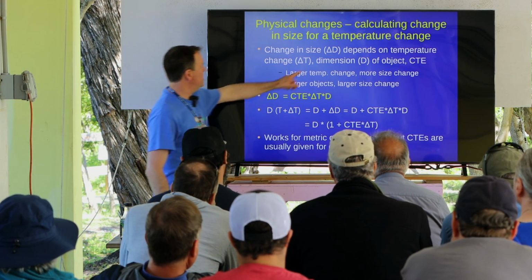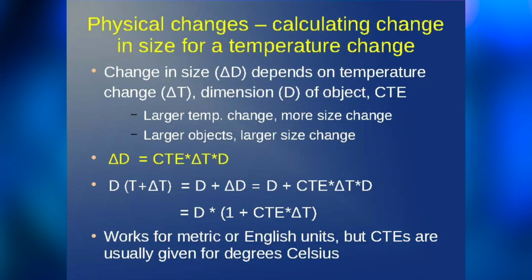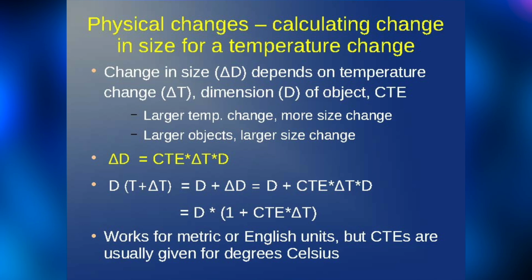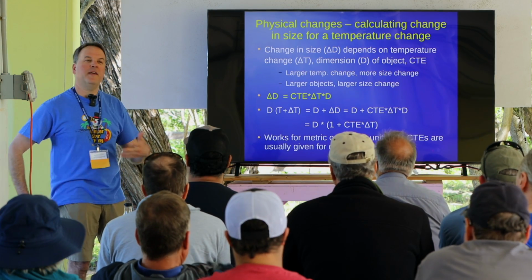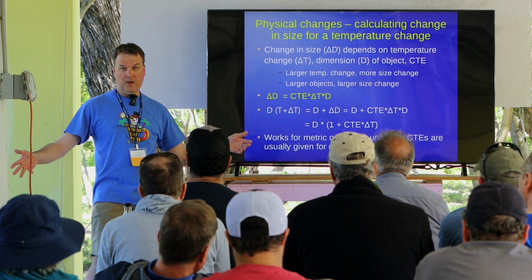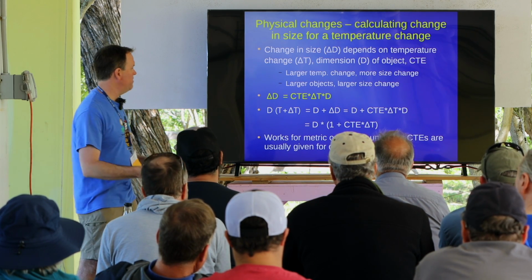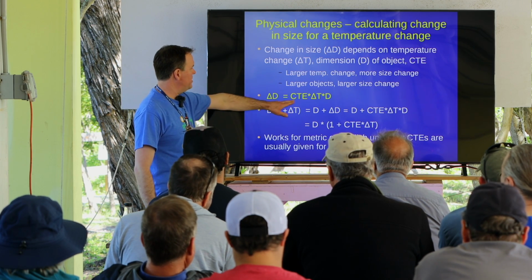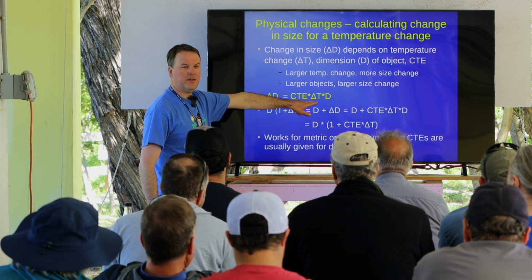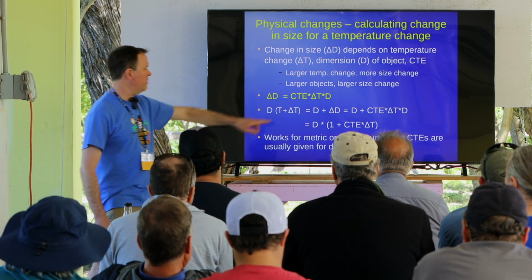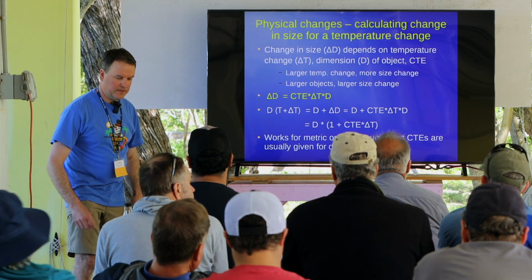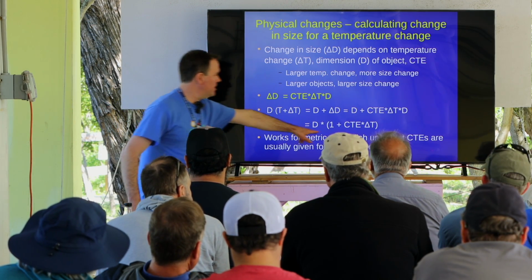a pretty simple formula. This is a change in dimension. This is a change in temperature. This is the dimension of the object. Remember, this is proportional to the size of the object. If we're talking about a railroad track that's 100 miles long, that expands 100 times more than a railroad track that's 1 mile long. Just keep that in mind. So telescope size matters for that as well. All we've got is that the change in dimension is the CTE times the change in temperature times the dimension. So again, it's proportional to dimension and these other quantities. That's all that says. Or you can re-express it in this form here.